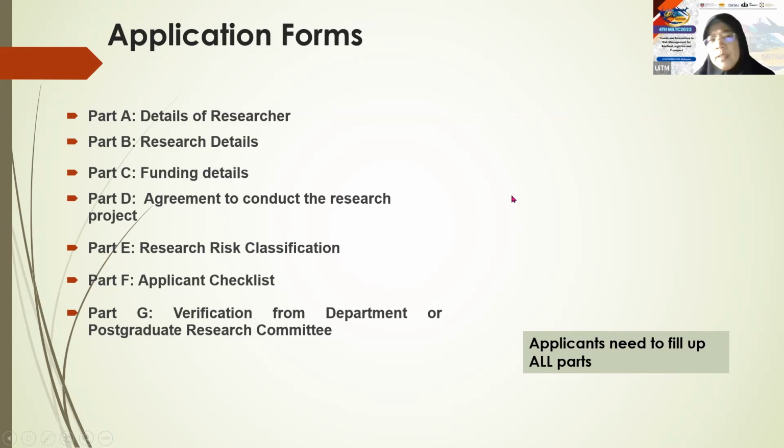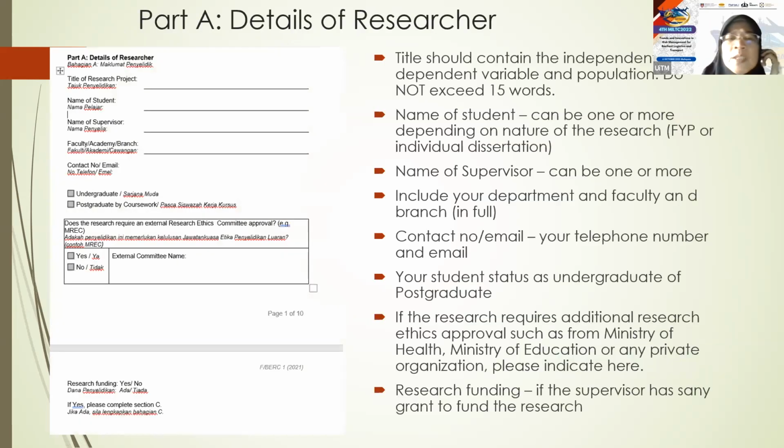In the application form, there are several pieces of information needed. The first one is details of the researcher. The second one is research details. This comes from your proposal. Part C is the funding details, if your study gets funded by a grant or any other source. Part D is agreement to conduct the research project. It should be you, your supervisors and your research team members. Then research risk classification, the applicant checklist, and the verification from the department or the postgraduate research committee at MITRANS.